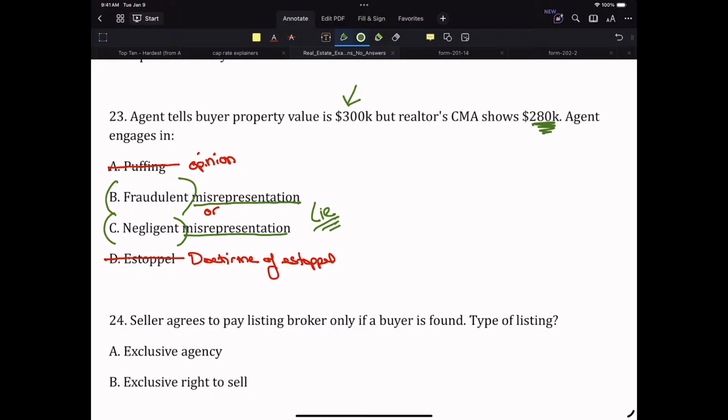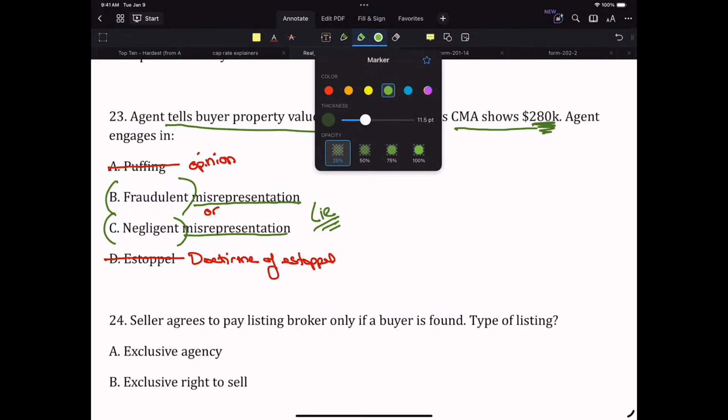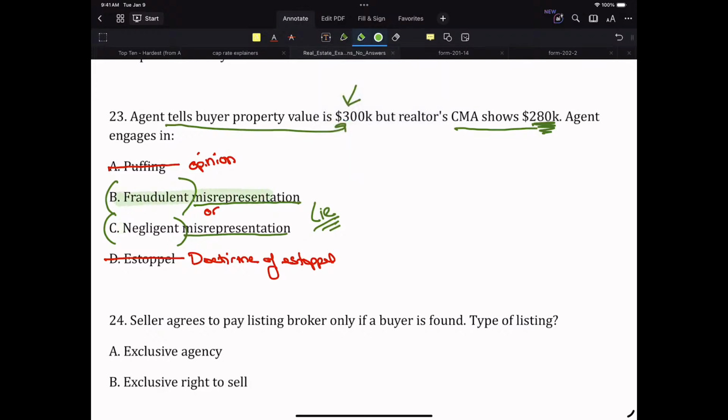It all comes down to intent. Now, Antonio, I love that. Pretend you are your commission or your licensing entity. If you did a CMA that showed $280,000, but then you tell them $300,000, are we thinking that was fraudulent, like you did it on purpose, or did you accidentally tell them the wrong one? I can tell you right now, as far as ChatGPT is concerned, it is fraudulent. Because negligent means you didn't mean to defraud; it wasn't on purpose. But you knew full well it was $280,000. So we're going with fraudulent.